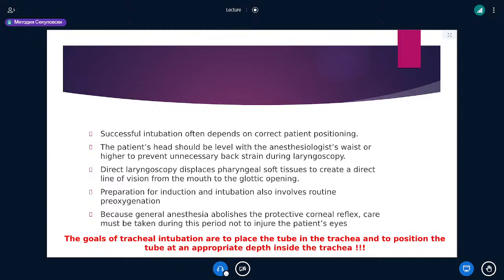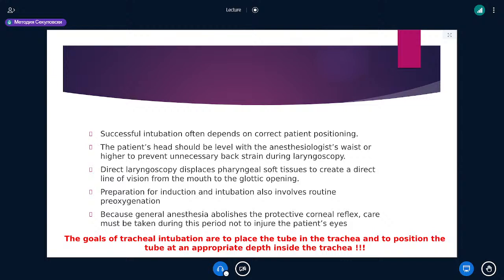Preparation for induction and intubation also involves routine pre-oxygenation. Because general anesthesia abolishes the protective corneal reflex, care must be taken during this period not to injure the patient's eyes. The goals of tracheal intubation are to place the intubation tube in the trachea and to position the tube at the proper depth inside the trachea, not before the trachea, inside the trachea.